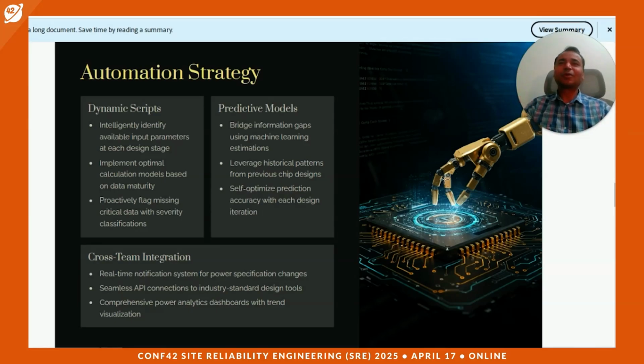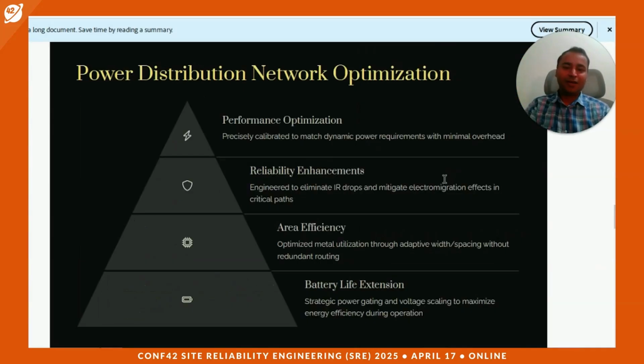Kind of dashboard also we created, which can be shared across all the teams, and they can look at the same time, take the proactive action, whatever is required. So power distribution network optimization is also part of it. Based on the initial computation, we designed some kind of power network.